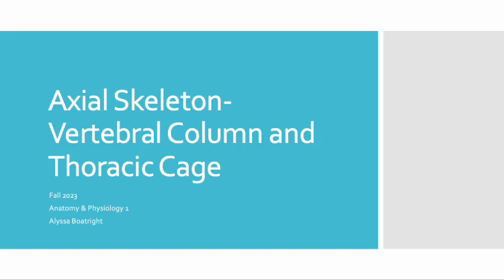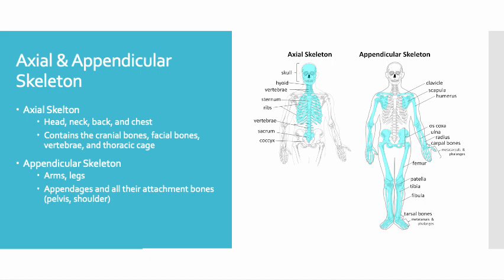We are now on lab number 3, and this is axial skeleton, the vertebral column, and thoracic cage. A little refresher from last week's lab, axial versus appendicular skeleton. Remember, the axial skeleton includes the head, neck, chest, and back. It's the axis, or like the middle supportive part of the body. This contains all of the cranial bones, facial bones, the vertebrae, and the thoracic cage.